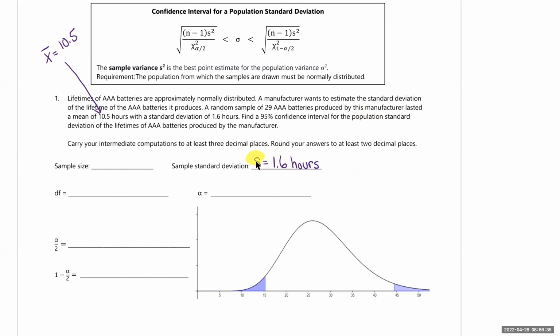So if the standard deviation had been 0, that would mean all the batteries are the same. They don't deviate at all. But we are seeing deviation in the sample, and we'll use this to estimate sigma. All right, so we have to first find these chi-square numbers, and they tell us we want to be 95% confident when we're done. And let's get our sample size here. So 29 batteries, so N is 29. So our degrees of freedom, N minus 1, so 29 minus 1 is 28.